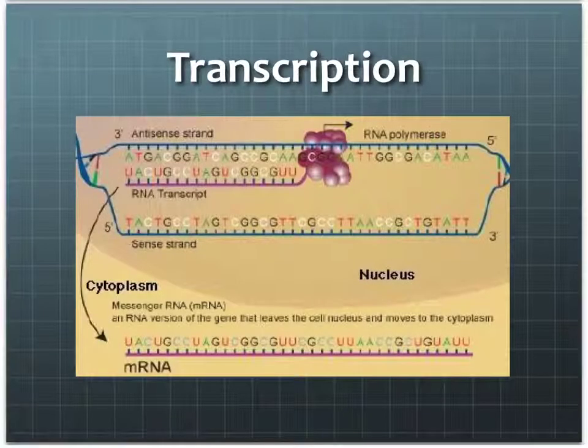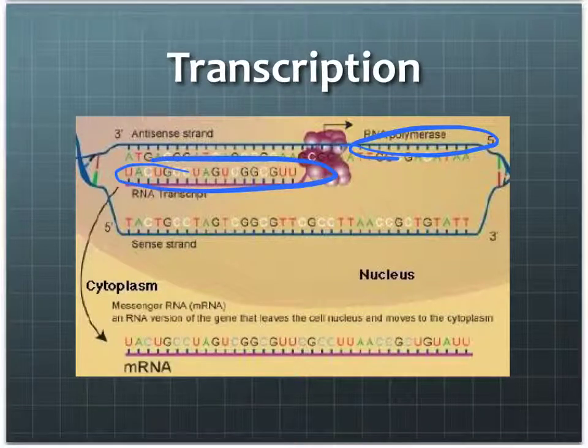As I just explained, RNA is necessary for gene expression to occur. The process by which messenger RNA, or mRNA, is created is referred to as transcription. In this process, a DNA strand, referred to as the antisense strand, is copied into the form of RNA, which is referred to as the RNA transcript.